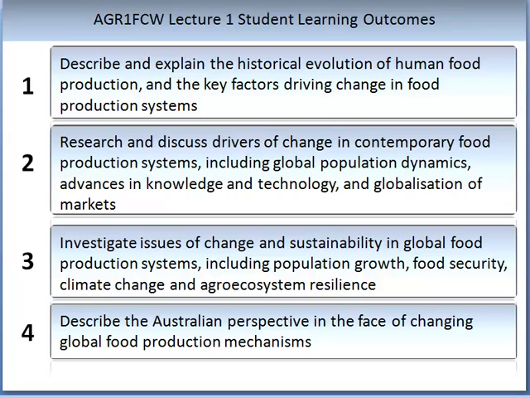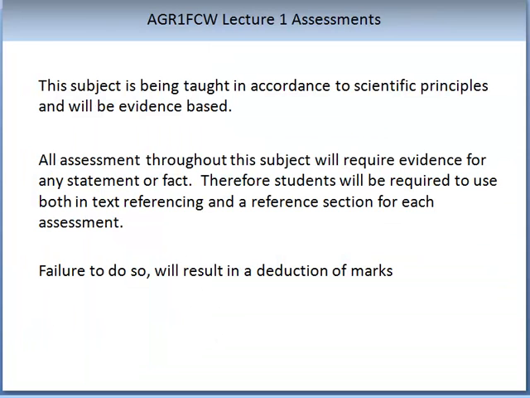Number 3 will enable investigation into the issues of change and sustainability in global food production systems. This includes, most importantly, population growth, food security, climate change impacts, and agro-ecosystem resilience. And the final student learning outcome for this subject is to be able to describe the Australian perspective in the face of changing global food production mechanisms.